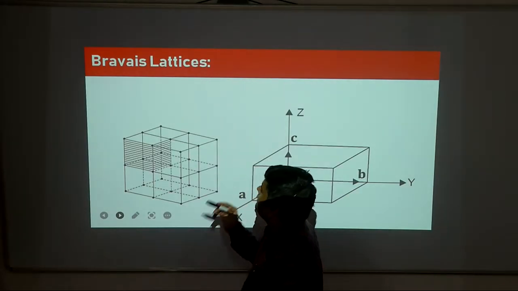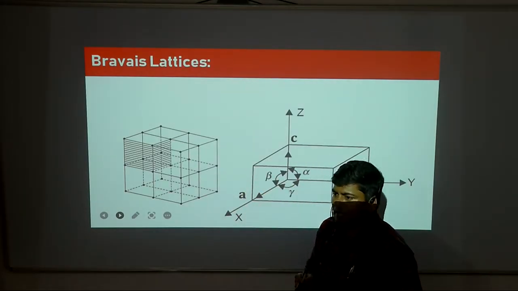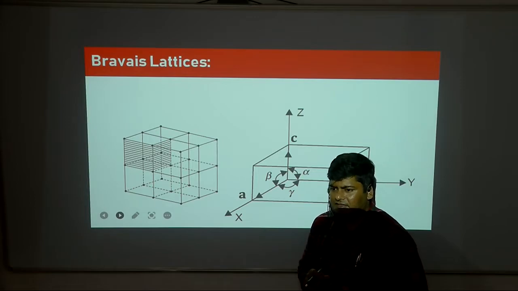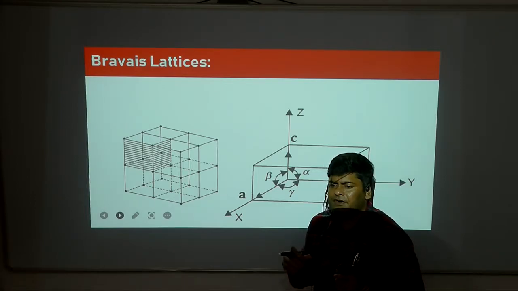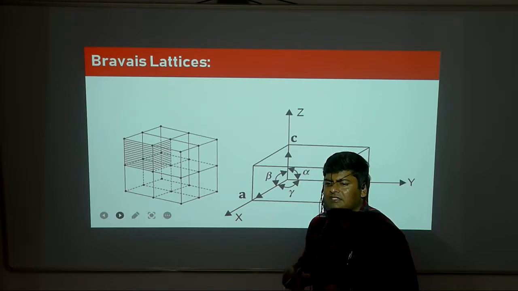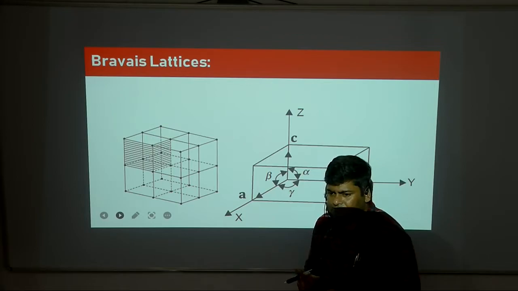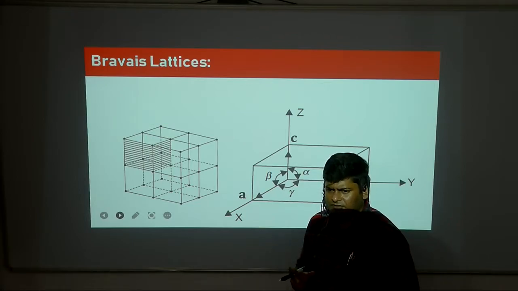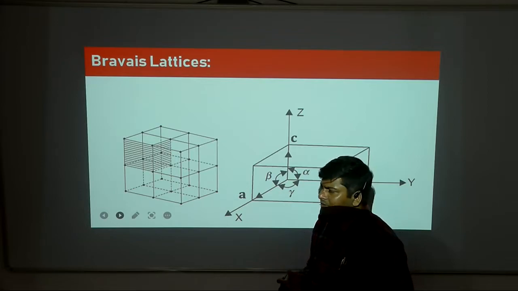So now the Bravais lattice. As previously we have discussed, a lattice is an arrangement of points in 3 dimensions. Okay, Bravais lattice is a little bit different. Of course it is related with the arrangement of points, or arrangement of atoms in a three-dimensional space.